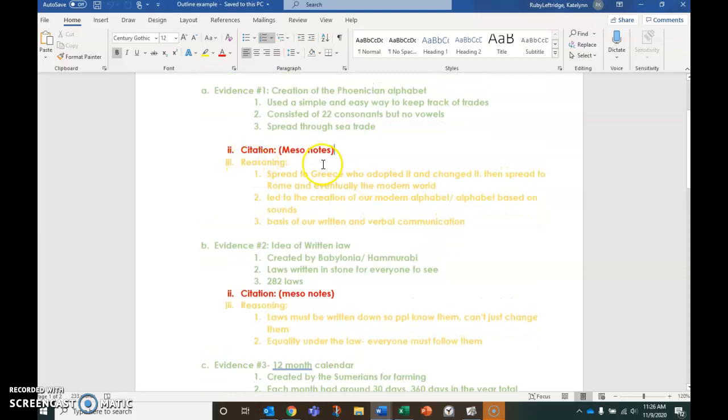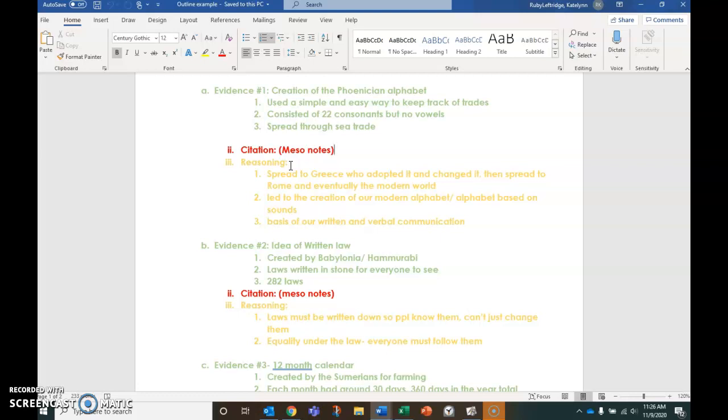Now, reasoning, we may or may not have covered that as a class. Sometimes as the class talks through the information, we get a little bit into the reasoning and put that up in our notes. But sometimes we just list the facts about the evidence and we don't really get into the reasoning. So you'll have to look at what your class talked about and decide, does that fit more as just a fact about what they did in ancient times, or does that help me explain how we use it today?